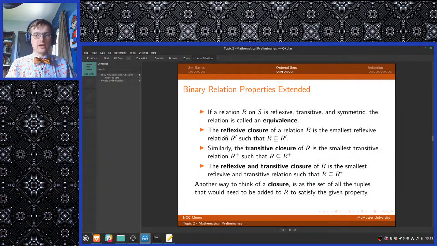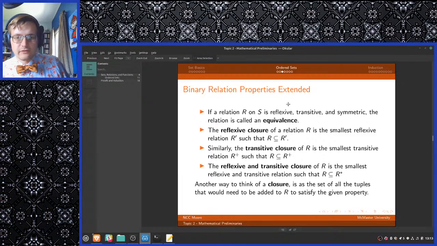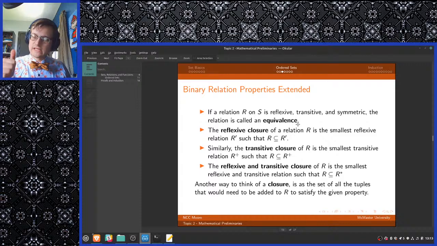So, here we go. If a relation R on S is reflexive, transitive, and symmetric, so total isn't a condition, the relation is called an equivalence. So, reflexivity, transitivity, and symmetry mean basically you have a relation for testing if two elements in a set are the same element.